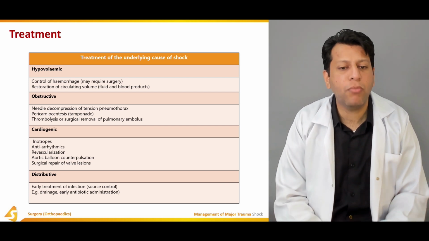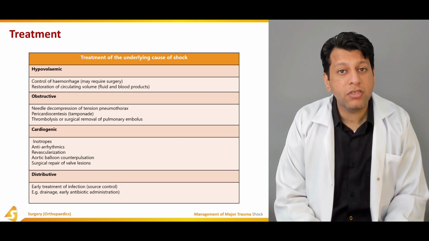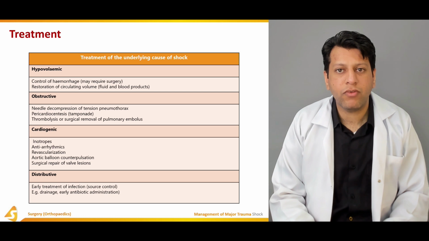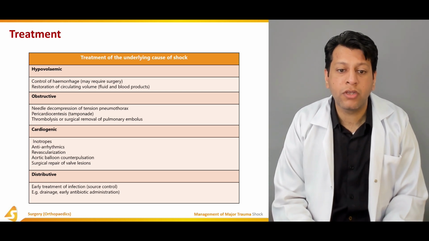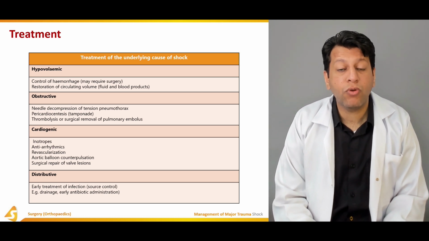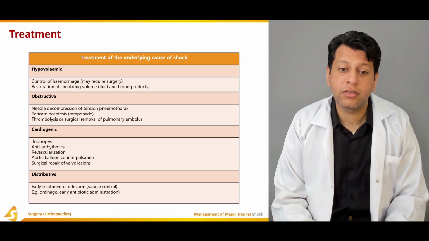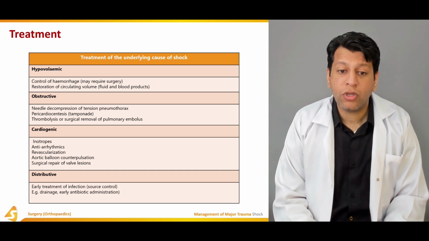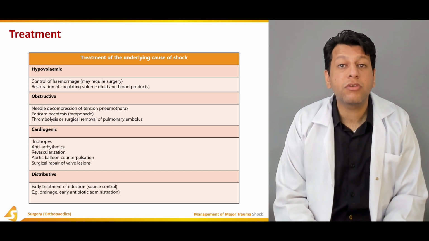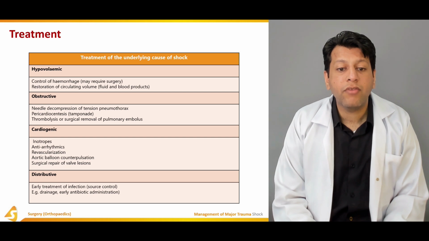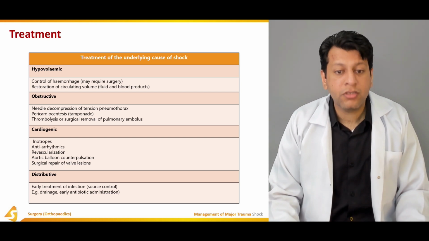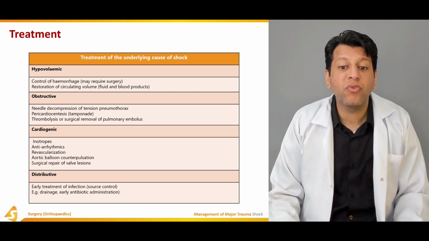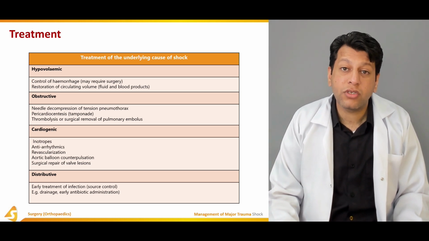For example, if it's hypovolemia, control of the hemorrhage is important, and this is done by putting pressure on the site if it's bleeding from somewhere. Then comes restoration of circulating volume in the form of fluids and blood products. If it's obstructive, usually due to tension pneumothorax, then the initial treatment is needle decompression of the tension pneumothorax, and eventually maybe a pericardiocentesis if it is due to cardiac tamponade, or thrombolysis or surgical removal if it is caused by pulmonary embolism.